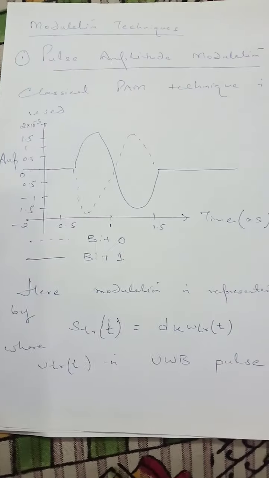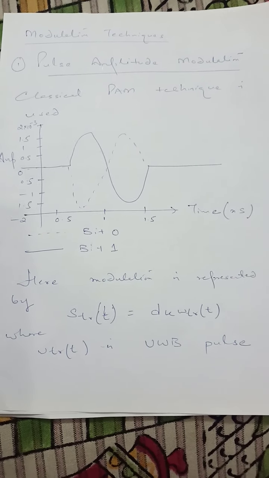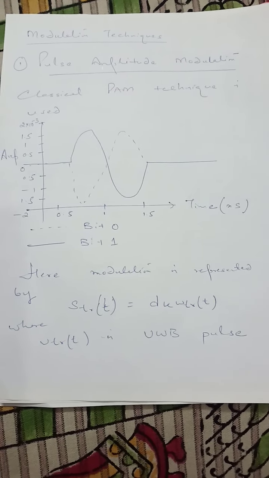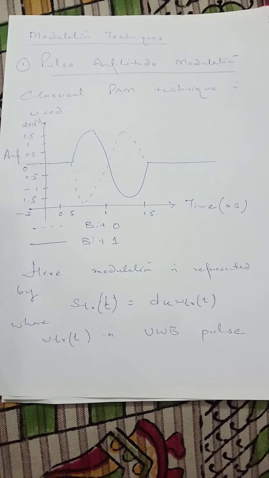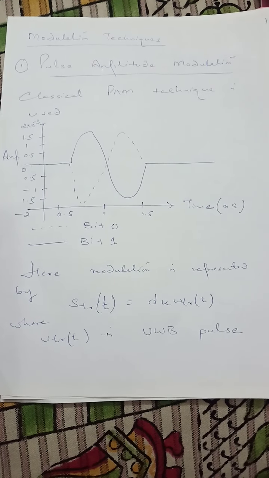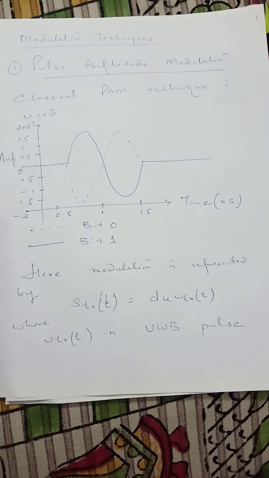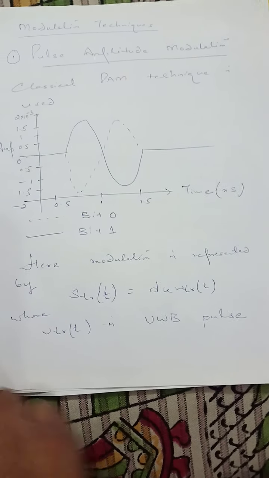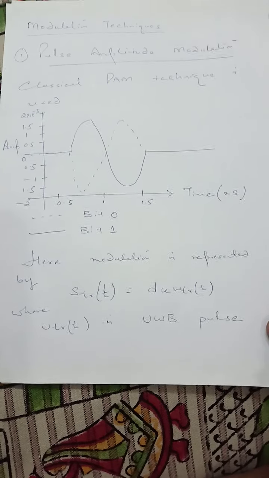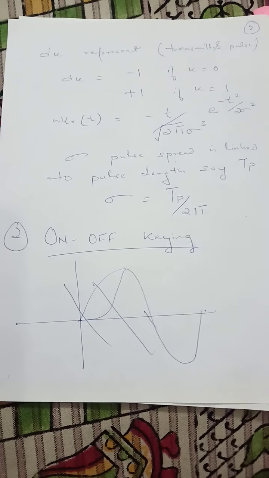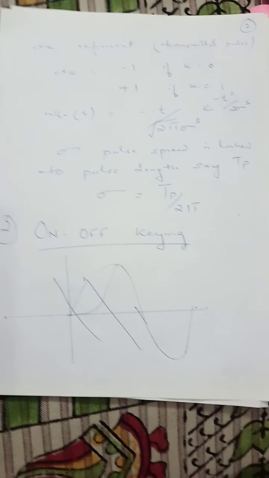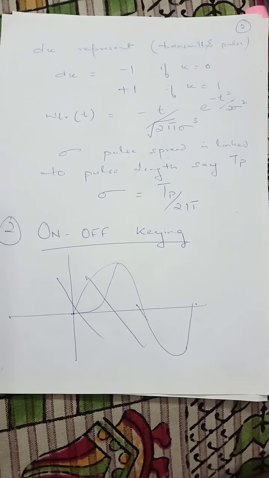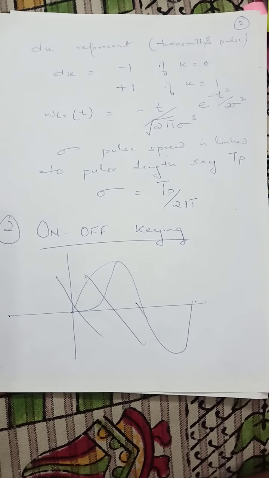One of the techniques is pulse amplitude modulation. As we know, in pulse amplitude modulation, the amplitude varies according to the nature of the bit. That is, for a bit 0 we have a different amplitude, and for a bit 1 we have a different amplitude. So it can be seen from this equation, that s(t) is equal to the sum over k of d_k w(t - kT), where w(t) is an ultra wideband pulse of Gaussian shape. Now the value of d_k can be +1 or -1: for -1, that is for k equal to 0, and +1 for k equal to 1, while w(t) is the equation for a Gaussian pulse. It will depend upon sigma, which is linked to the pulse width.